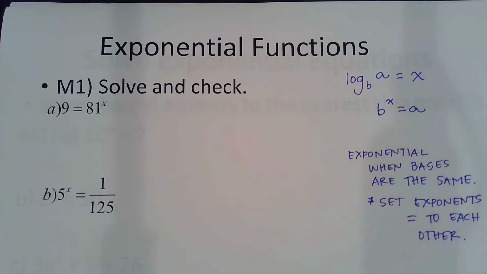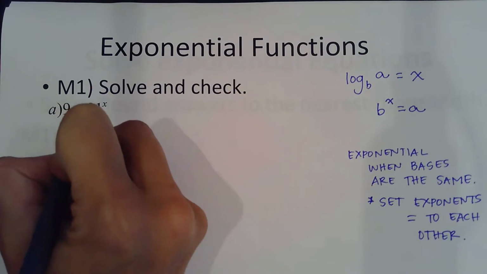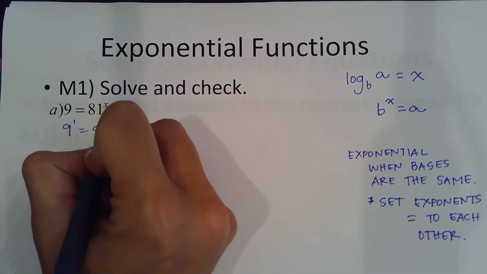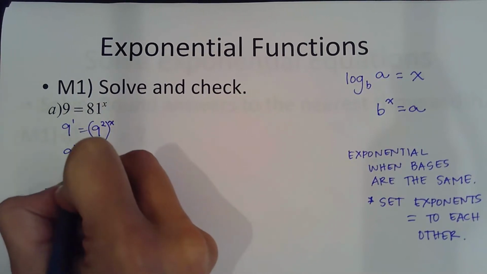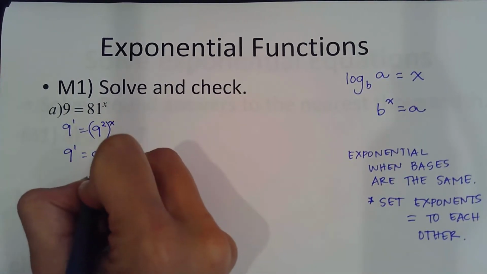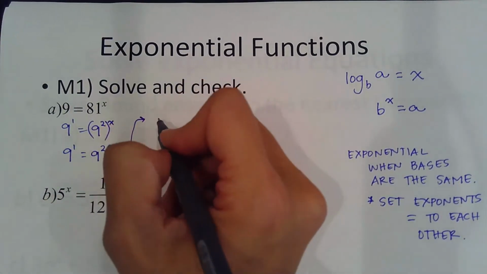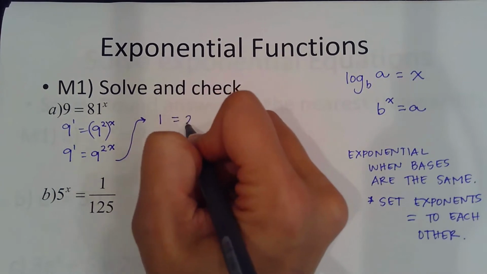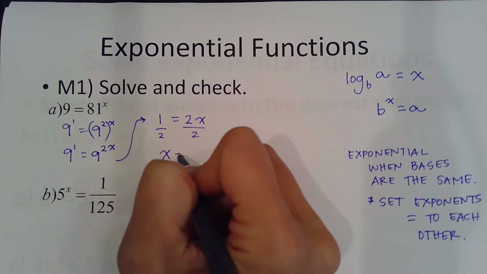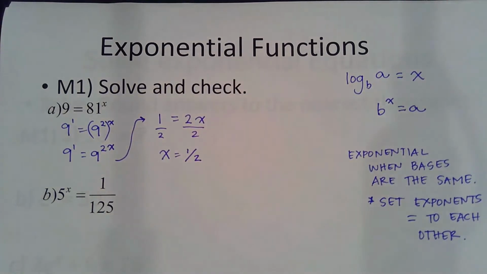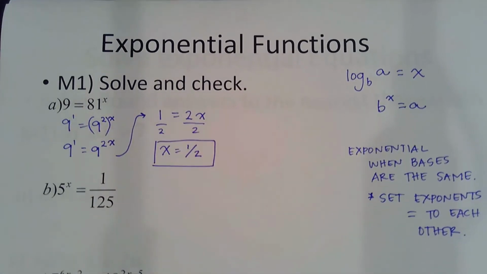Alright, so let's do this one. 81 can be rewritten as 9 squared, right? So this will be 9 squared. So this will be 9 to the first power, and this will be 9 to 2x. The bases are the same. So now I'm just going to set the exponents equal to each other, and then I'm going to solve. So I divide by 2. So x here would be equal to 1/2. Good deal?